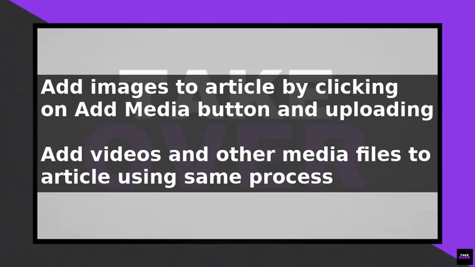To add categories and tags, click on the Settings button on the top bar and select Blog Settings. From here, you can create new categories and tags and assign them to your articles.